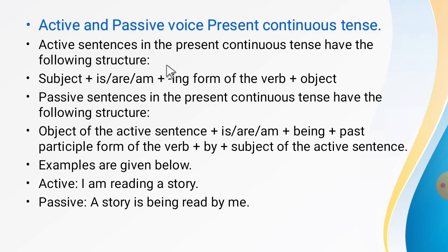As we have already talked about the different structure of tenses in our previous videos, hope you learned that first we have subject, then we have a helping verb is, are, am, then we have first form of verb plus ing and object. Passive sentences in the present continuous tense have the following structure. When we convert it into passive voice, the structure just changes. The object of the active sentence becomes the subject here.